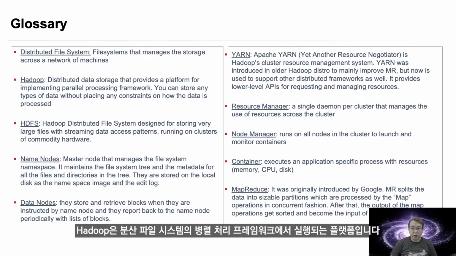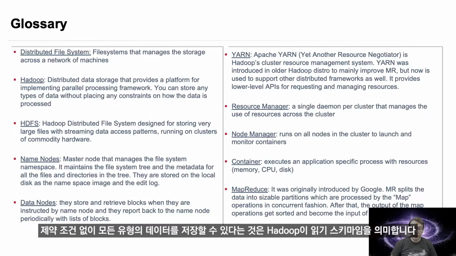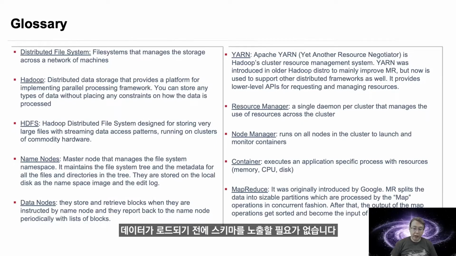Hadoop is a platform that runs on parallel processing framework in a distributed file system. When I say you can store any types of data without placing any constraints, it means that Hadoop is a schema on read. You don't have to expose schema before the data is loaded.